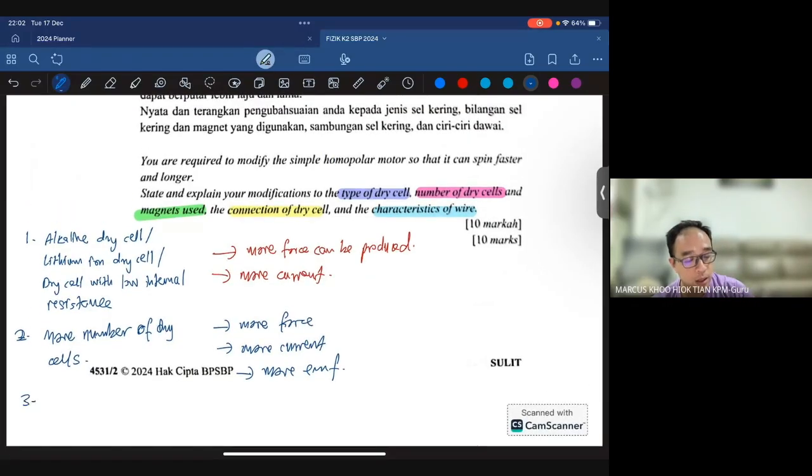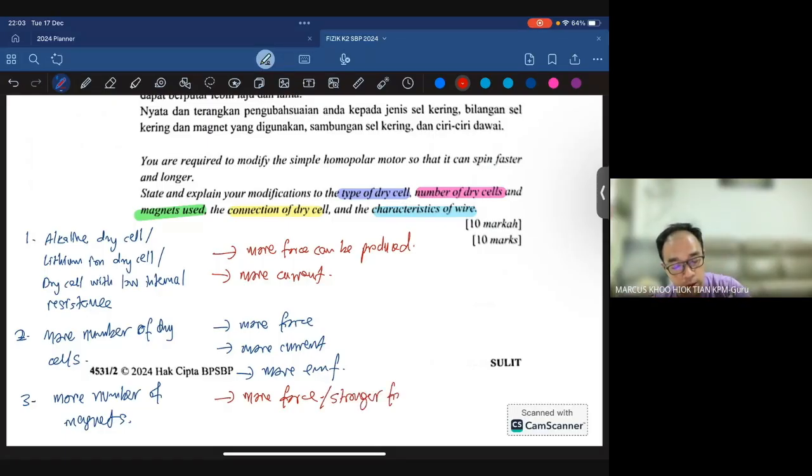Number 3, more number of magnets. More number of magnets usually means more force. You cannot talk about more current here. More force produced, or stronger force produced.